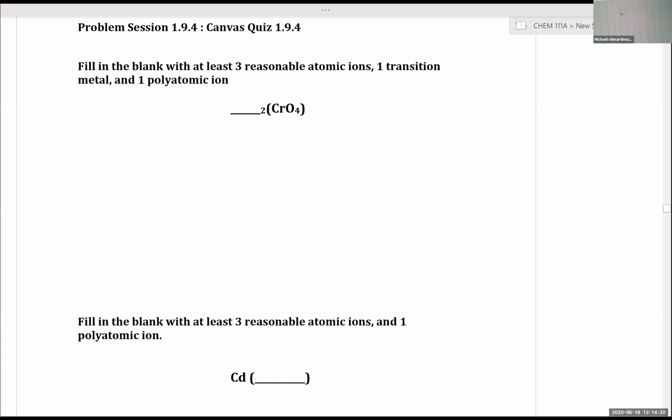Your goal is to simply find at least 3 reasonable atomic ions, 1 transition metal ion, and 1 polyatomic ion that can fit in the blank for the first and second examples. As a hint, I would recommend trying to figure out the charge of this ion in the blank space.